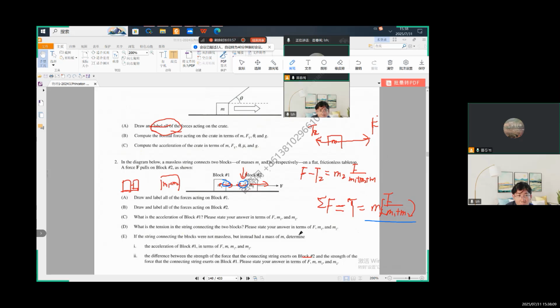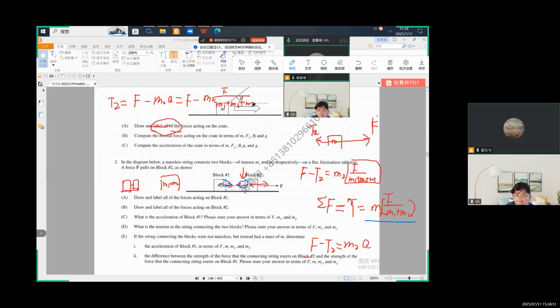Does that make sense? Let me write it. F minus T2 equals m2 times a, right? And your a is this, your new acceleration, because you throw in another m there. So now I can have my T2, which is F minus m2a, which is F minus m2 times F over m1 plus m2 plus m. Does that make sense? So this is focusing on m2.